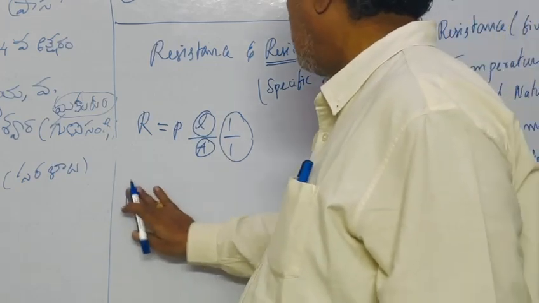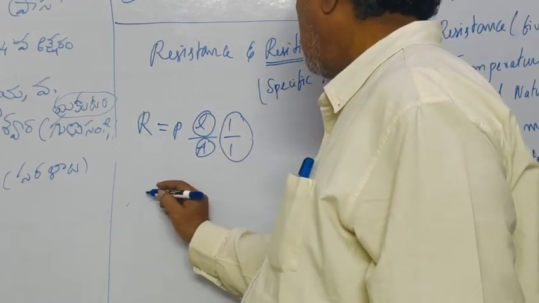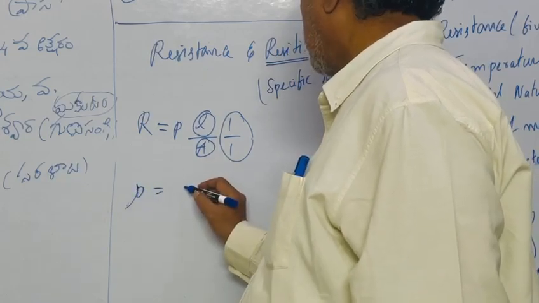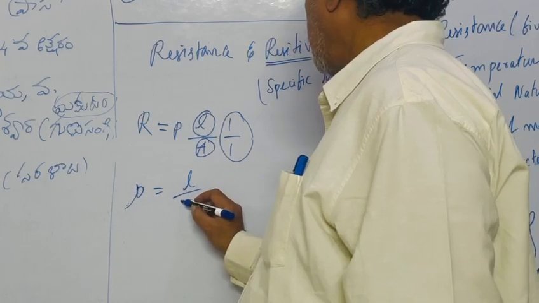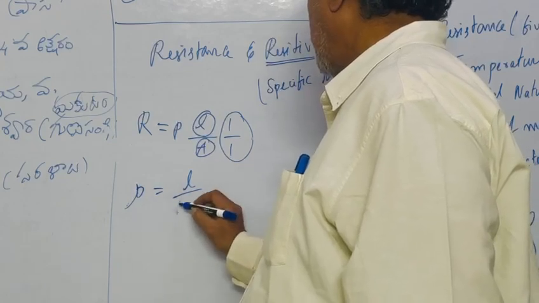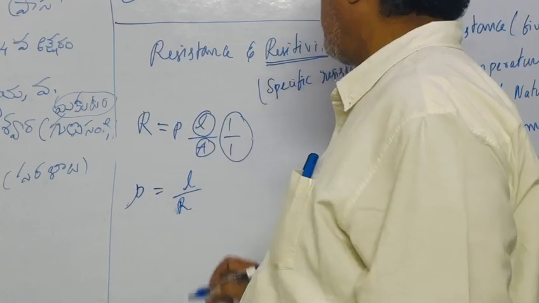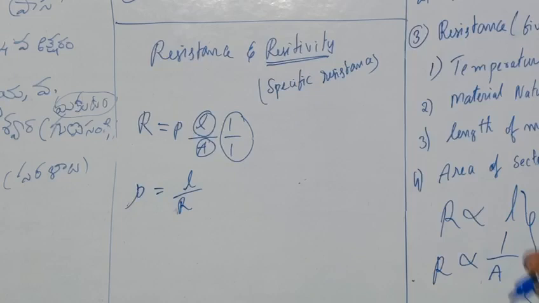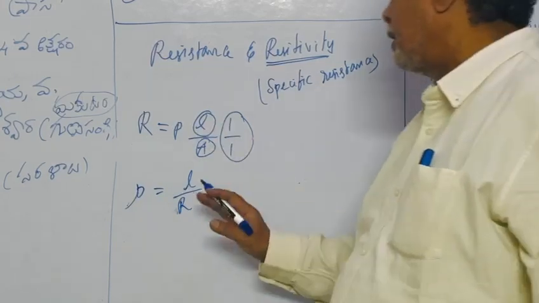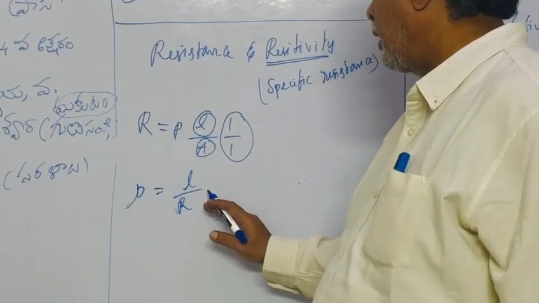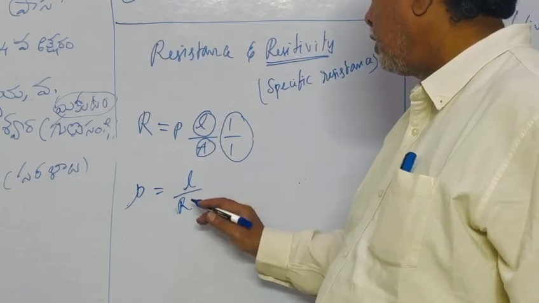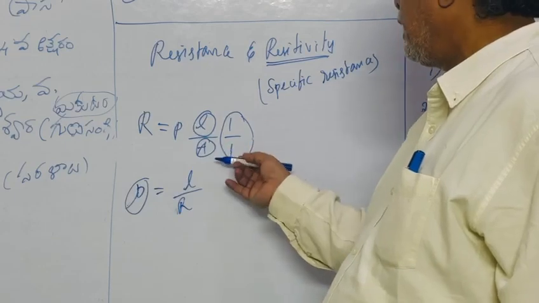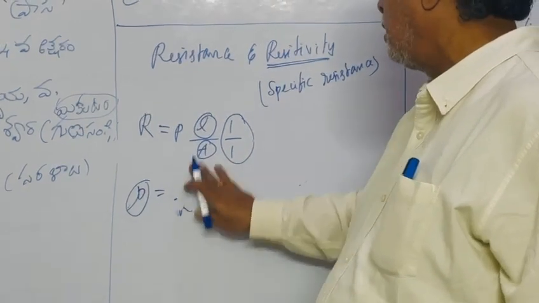Sare, change it. Rho is equal to R into A by length. So do that. See formula, take out. What is the formula? If you send that area, what is that formula? Rho is equal to resistivity, L by A.